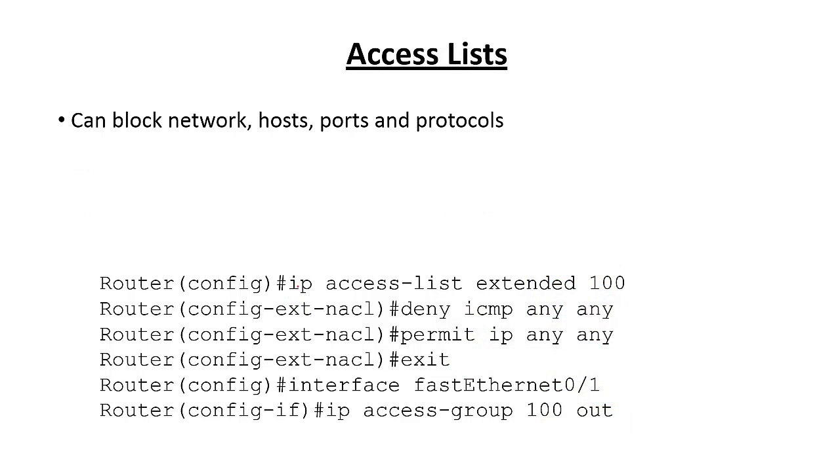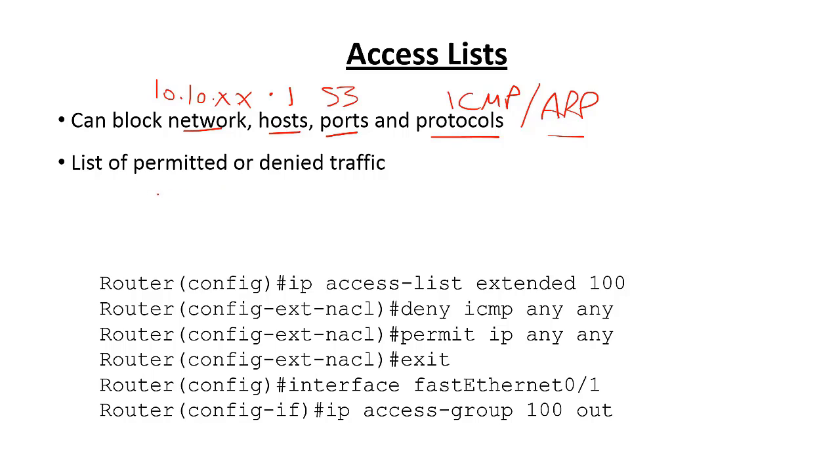Access lists, these can be used to block an entire network or subnet, one particular host or a number of hosts, a particular port number or a protocol. So ICMP or whatever you want. Port numbers can be anything, DHCP, DNS, host .1, and then obviously entire networks. So it's a list of permitted or denied traffic.